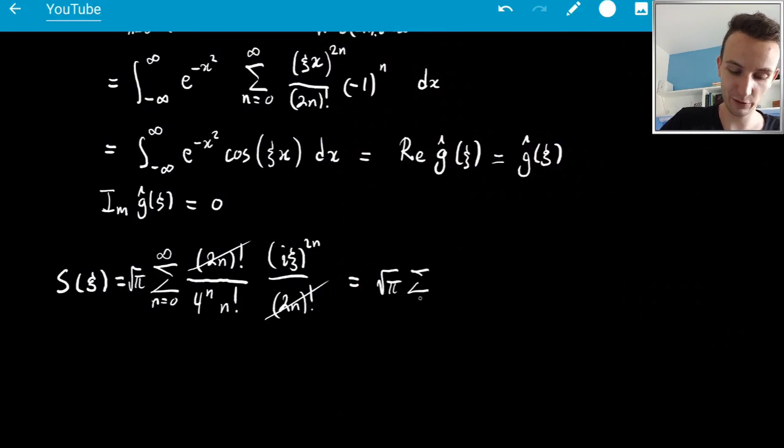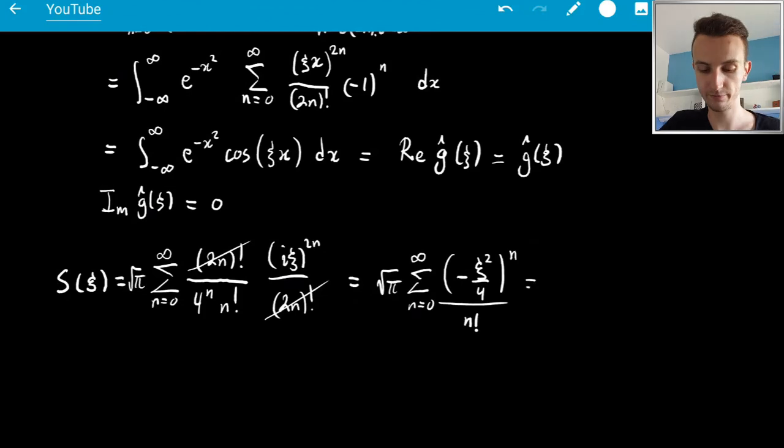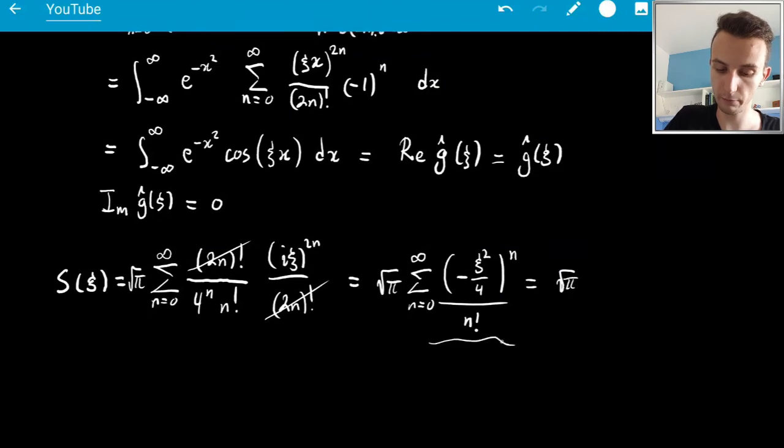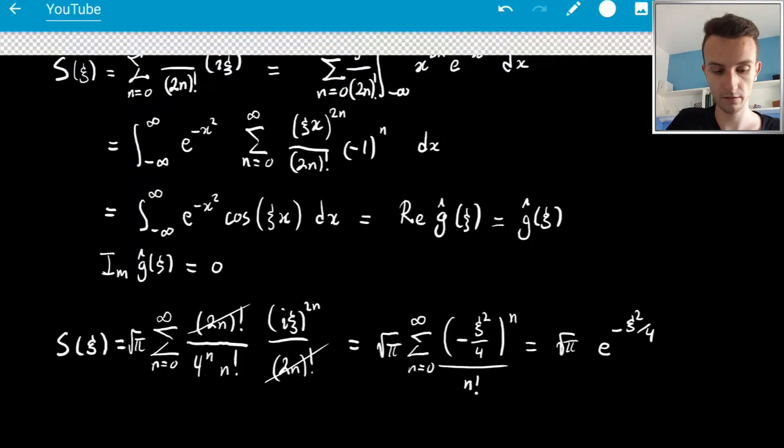And it gives us the square root pi times the sum from n equals 0 to infinity of i psi squared, minus psi squared over 4, to the nth power over n factorial. And look at that, all of you who have seen the Fourier transform of the Gaussian before know that this will in fact be square root pi times the exponential function, e to the minus psi squared over 4. Look at that. That's what we're supposed to get.